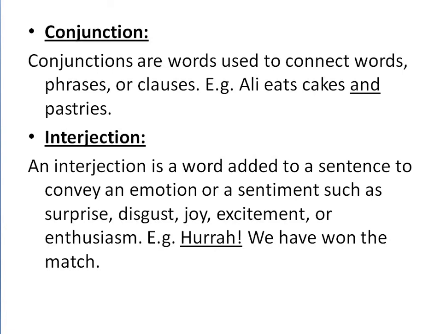Interjection. An interjection is a word added to a sentence to convey an emotion or a sentiment such as surprise, disgust, joy, excitement, or enthusiasm. For example, when a team is happy, they may say, "Hurrah, we have won the match." Or when something bad happens, we say, "Alas." So the words which show emotions, excitement, or anger are all termed interjections. So this is all about the parts of speech.